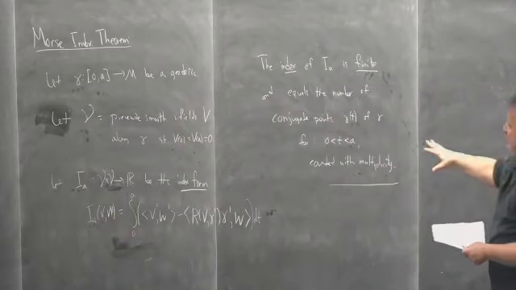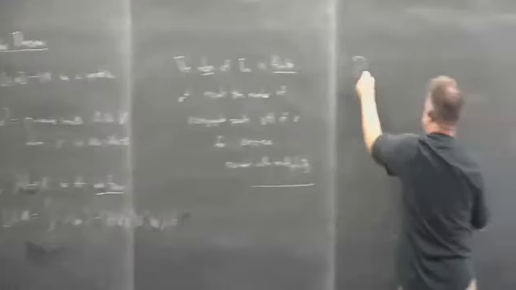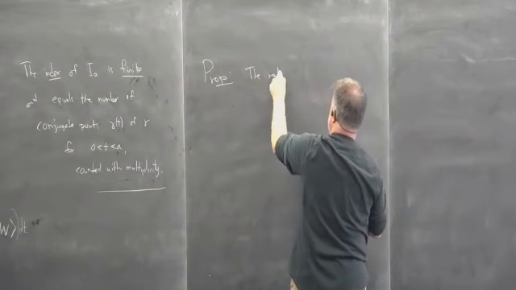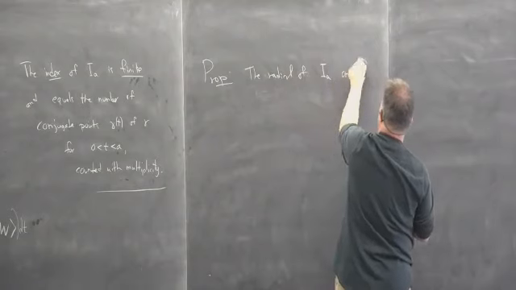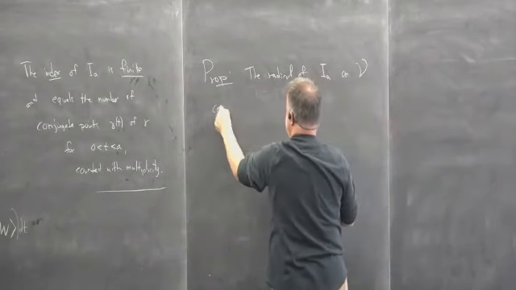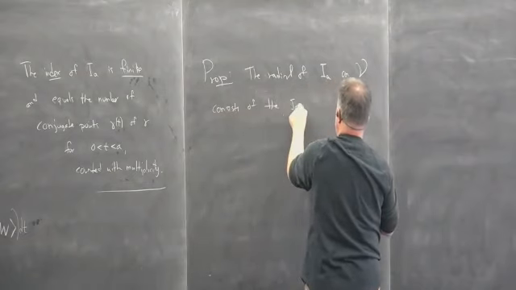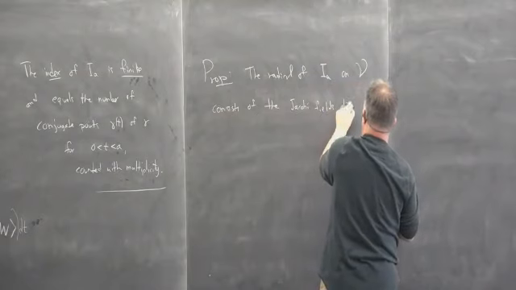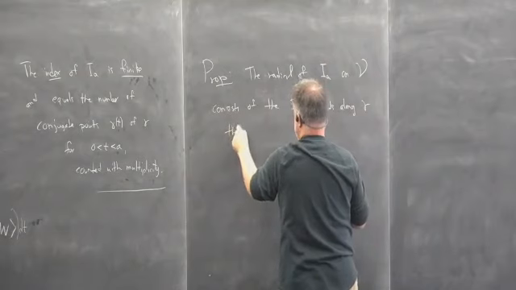And then eventually we're going to get to studying this function, the index of I sub t, and looking at its properties. So the first proposition is: the radical of I sub a on this space script V consists of the Jacobi fields along gamma that vanish at the endpoints.